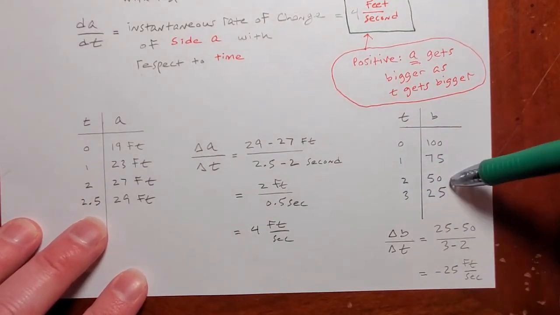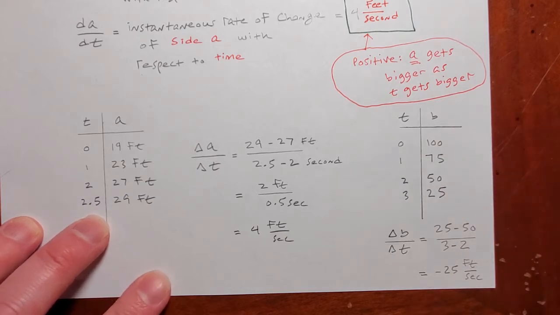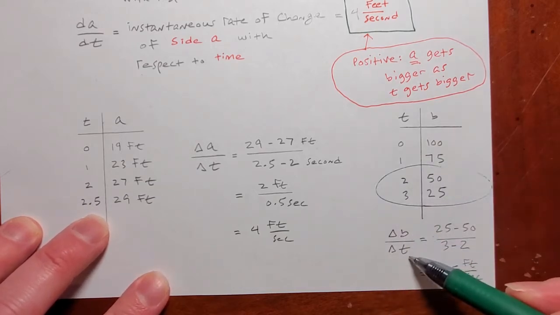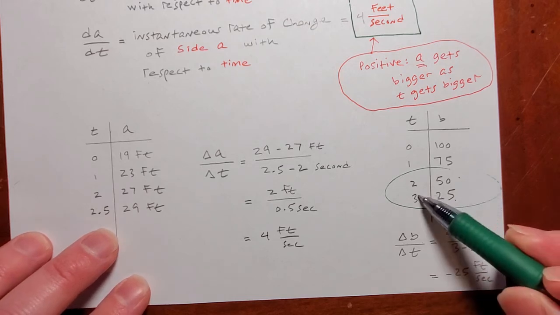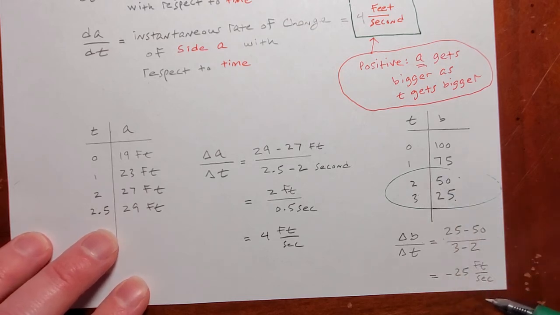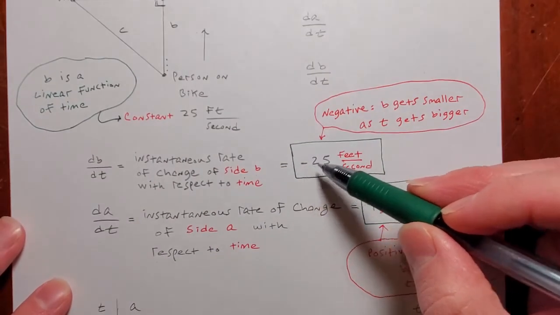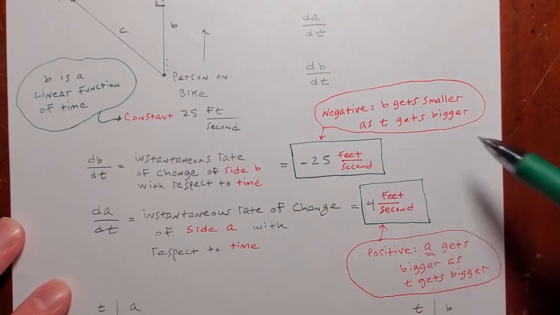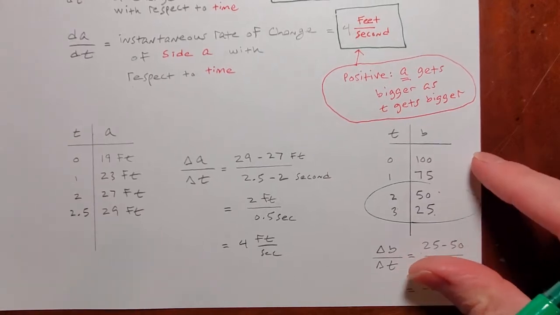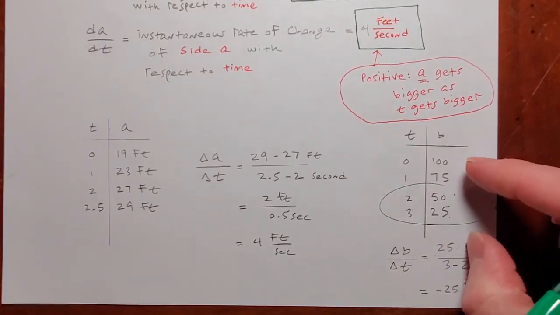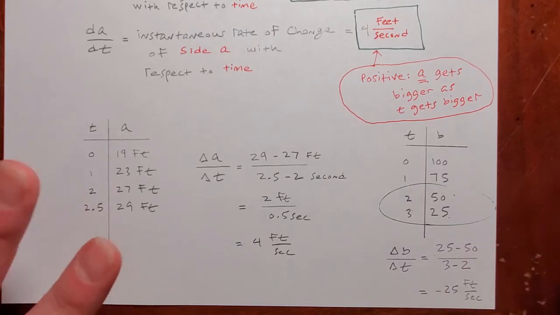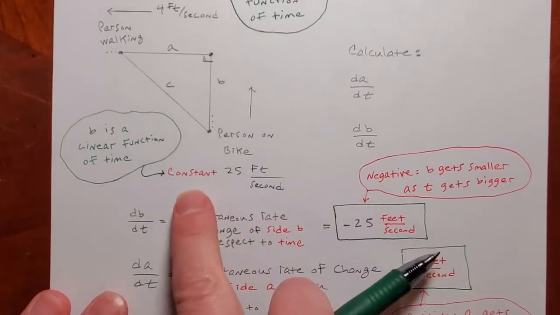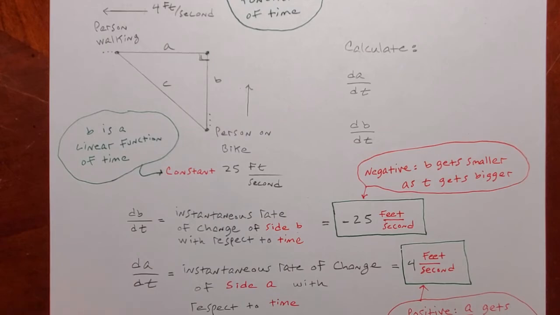So what's the average there? Say in this interval, what's your delta b over delta t? 25 minus 50 over 3 minus 2. Well, that's negative 25 feet per second. That's why it needs to be negative. B's getting smaller as t gets bigger. It would look something like this. Maybe the numbers would be different, but the math would work out the same way in the end. But that's all based on the assumption that it's a constant rate of 25 feet per second.